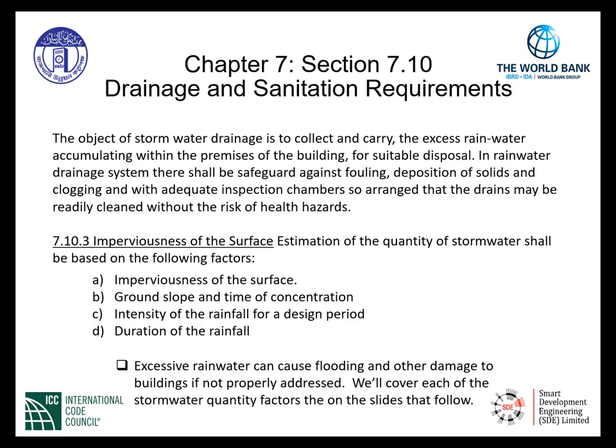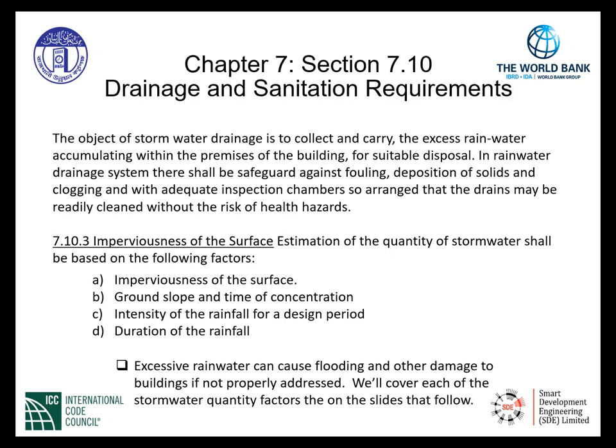Section 7.10, Drainage and Sanitation Requirements. The object of stormwater drainage is to collect and carry the excess rainwater accumulating within the premises of the building for suitable disposal. In rainwater drainage system, there shall be a safeguard against fouling, deposition of solids, and clogging, and with adequate inspection chambers so arranged that the drains may be readily cleaned without the risk of health hazards.